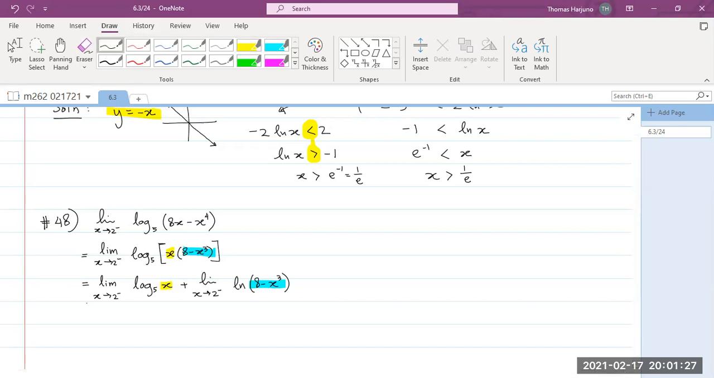Now this one here is just log base 5 of 2, right? The one on the right-hand side is, how did log become natural log? I don't know. Maybe because of evolution.